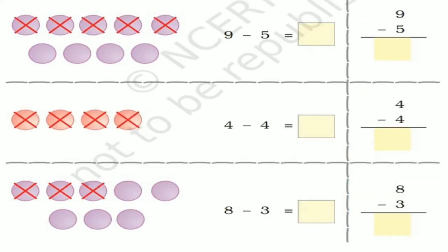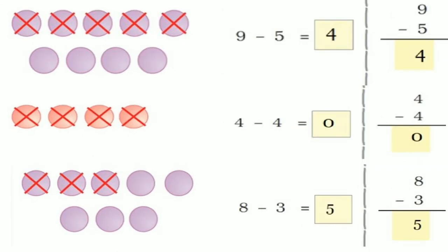Next, here you can see some purple colored balls. Let us count how many are there. 1, 2, 3, 4, 5, 6, 7, 8, 9. There are 9 balls and they have crossed 5 balls. Okay, how many are remaining? 9 minus 5. Let us count from 5 to 9. 6, 7, 8, 9. So how many numbers did we count? 4 numbers. So 9 minus 5 is 4.